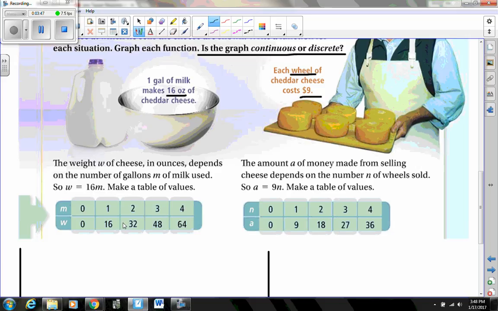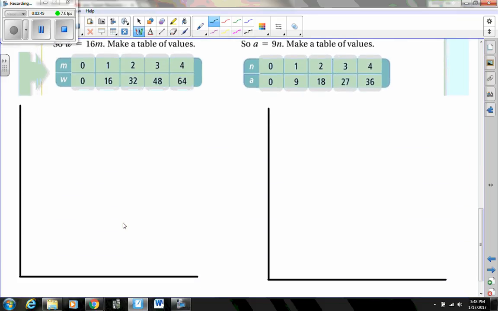So this is something I can graph from that table of values, and I'm going to do exactly that. 1, 2, 3, 4. And then up here I will go maybe 10, 20, 30, 40, 50, 60.